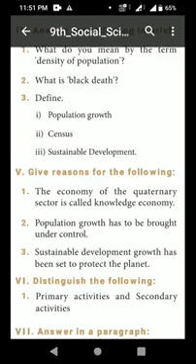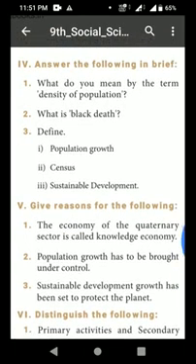Yes, students, today I am going to give only 3 questions, okay? Answer the following in brief, 2 questions, and answer in paragraph, 1 question. So please study thoroughly. First question, what do you mean by the term density of population? Page number 212, take page number 212.